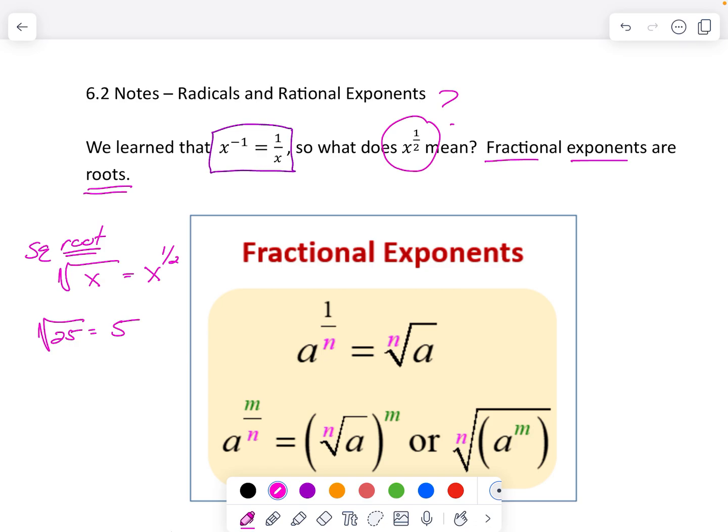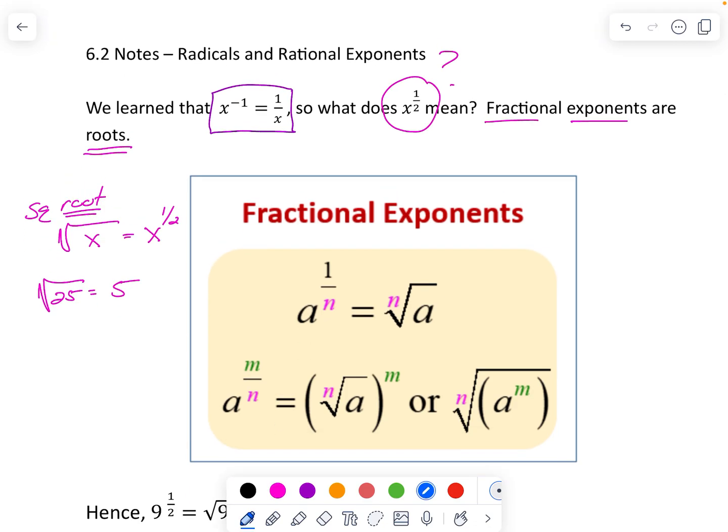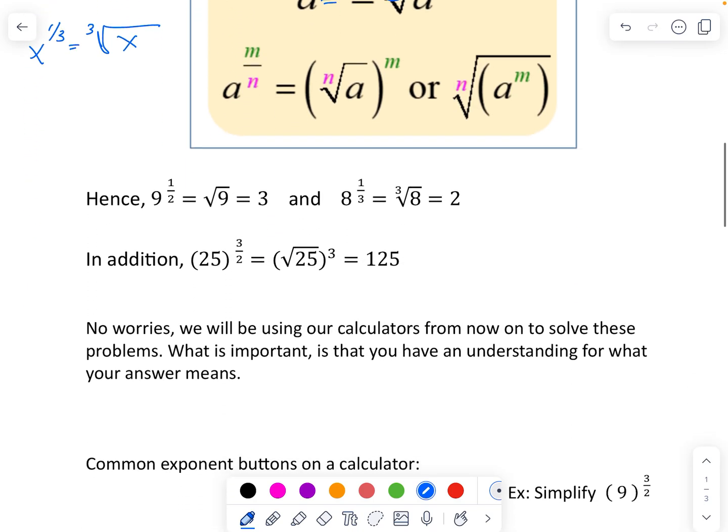So also, for example, if we had x to the 1/3, that means the cube root of x. And so we can see on our notes right here, fractional exponents, when we have x or a to a fraction, that is the root. And whatever that n is, that's the number of the root. So square root, cube root, fourth root, fifth root, and so forth. Well, we'll come back to the rest of that in a minute.